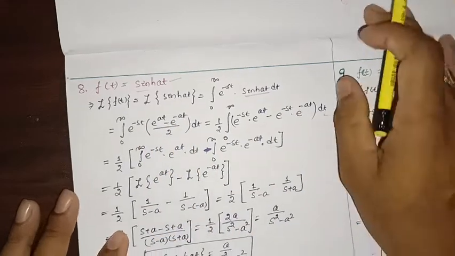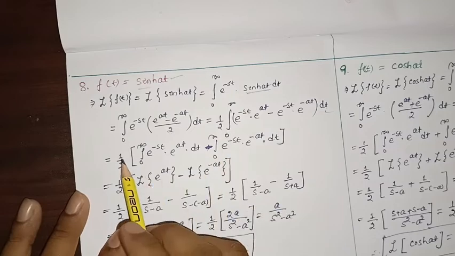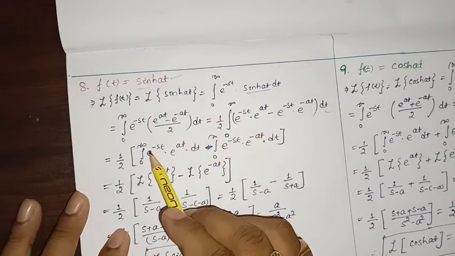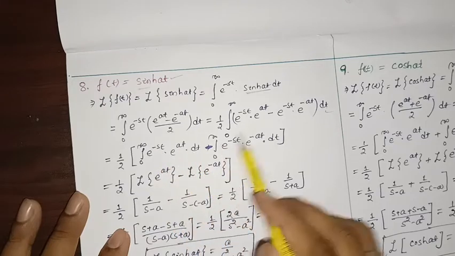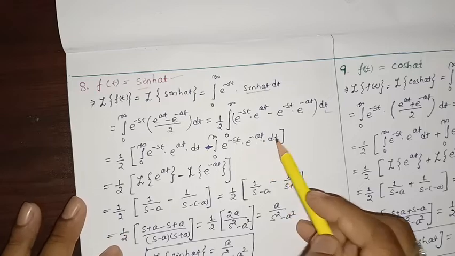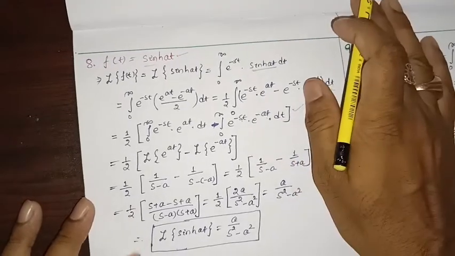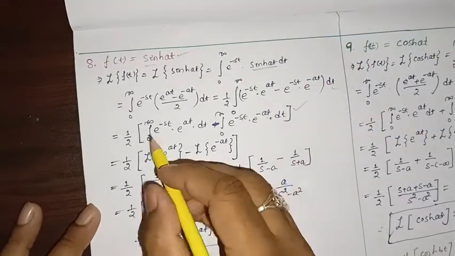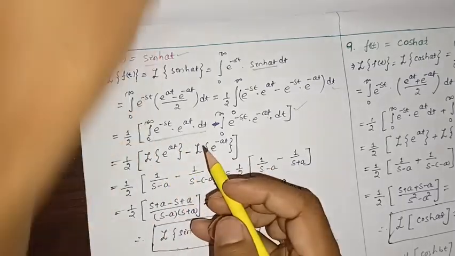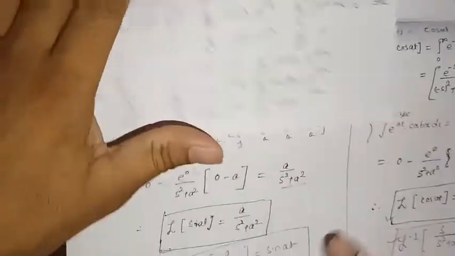Right. So two integrals obviously. So 1 by 2 taken outside. This will be one integral, 0 to infinity e to the minus st into e to the at dt, minus e to the power minus st into e to the minus at dt. Right. Now here you can see that this is nothing but what? Laplace transform of e to the at. You just check e to the power at Laplace transform.